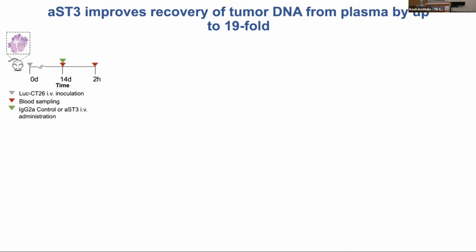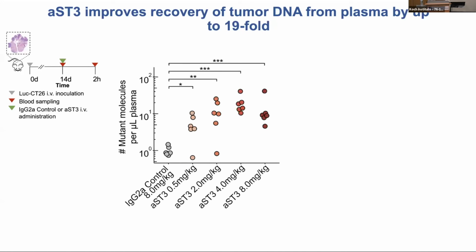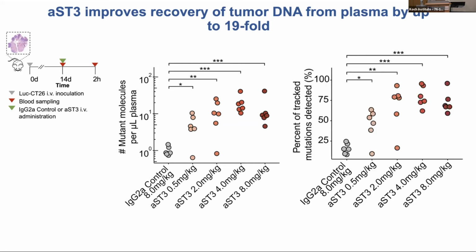2 hours later. And what we were excited to see is that with the engineered antibody, we can get over an order of magnitude improvement in detection of cancer mutations in plasma. And consistent with this, we were also able to detect a larger percentage of the mutations that we were tracking. So with the control antibody, we could only detect about 12% of the mutations that we had built a panel for, whereas with this priming agent, this contrast agent, we could detect 75, 80%.